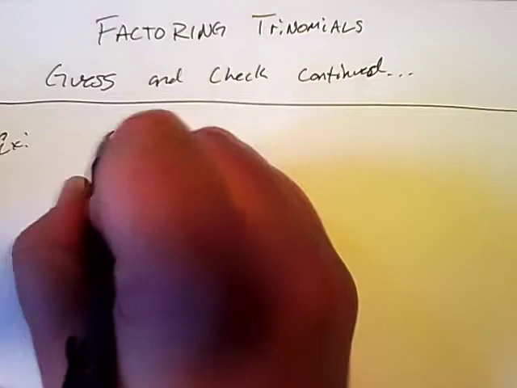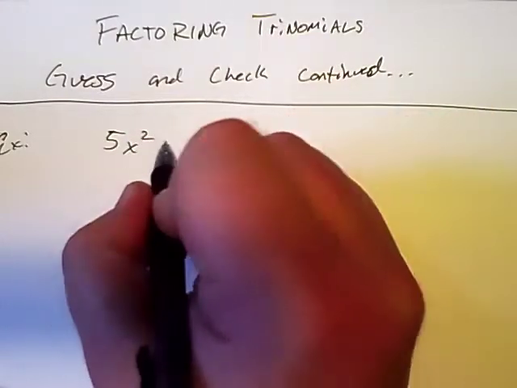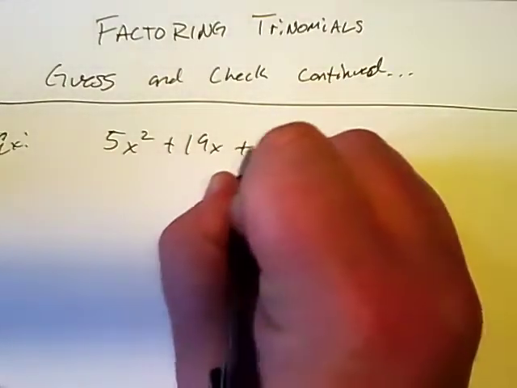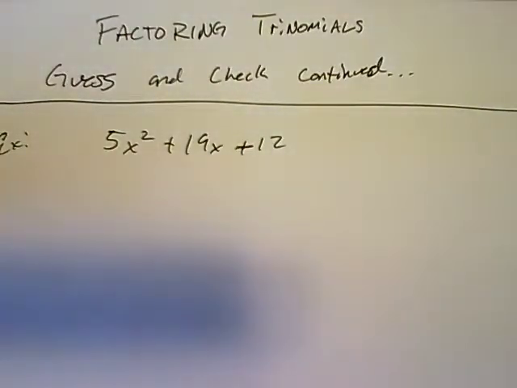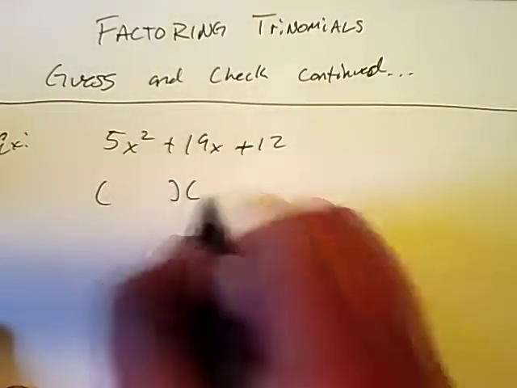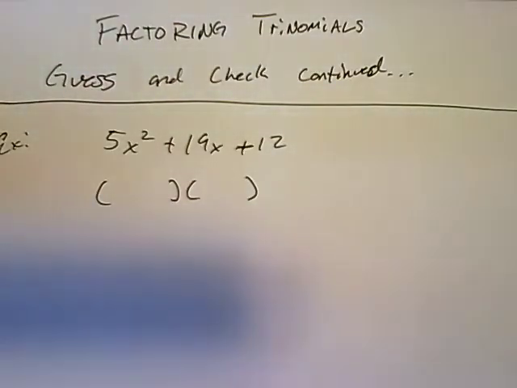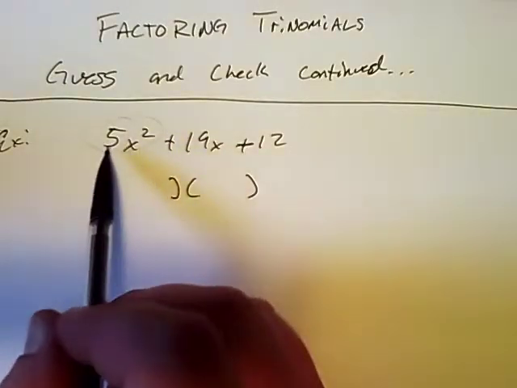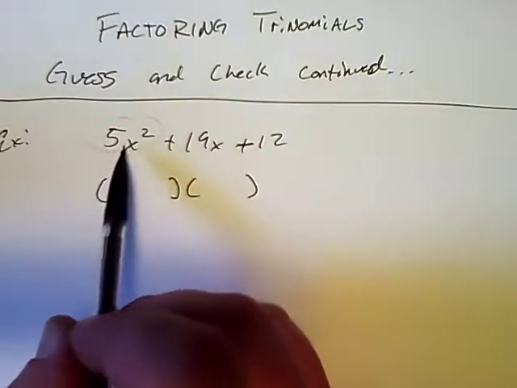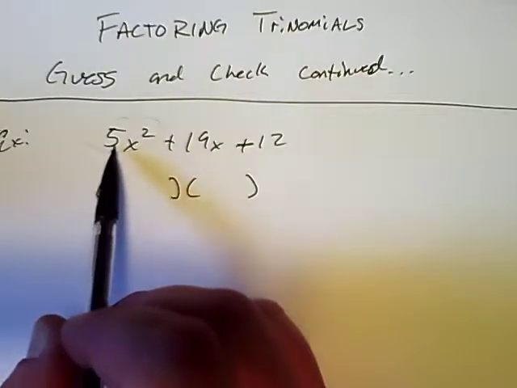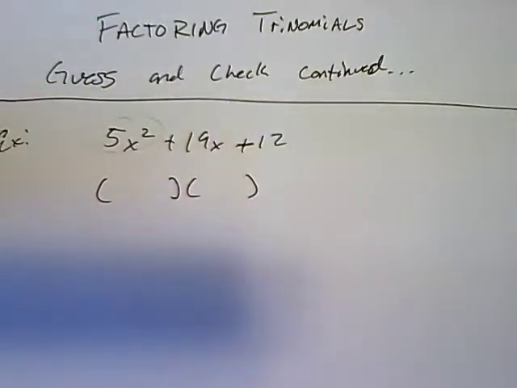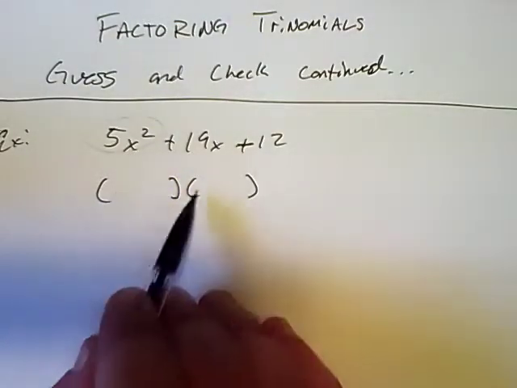So what happens if I have 5x squared plus 19x plus 12? Okay. Now, again, I know I need to get this into a binomial times a binomial, right? So I need to take a look at this first one here. Well, there's really not too many combinations of numbers and variables that's going to get me to 5x squared. I mean, technically I could put a 5 here and an x squared here, but that would really mess everything up. So I know I at least want an x and an x here.